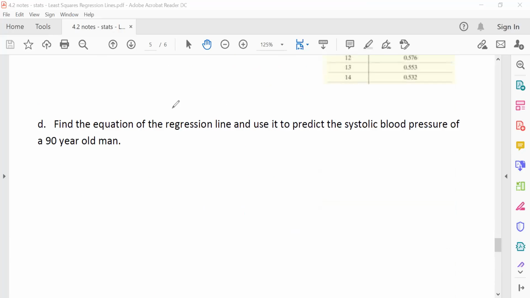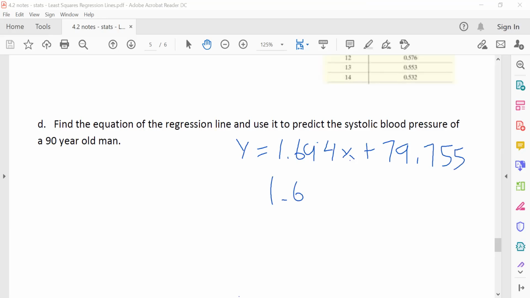So, okay, the linear regression equation was 1.694x plus 79.755. I'll just round it to 3 decimal points. I'm going to plug a 90 in for x, multiply by the slope, and add on this 79.755.